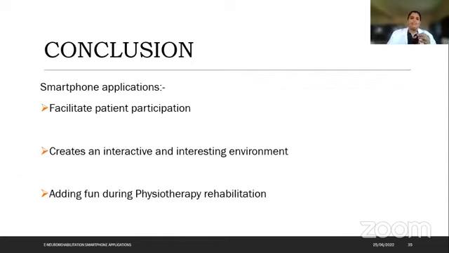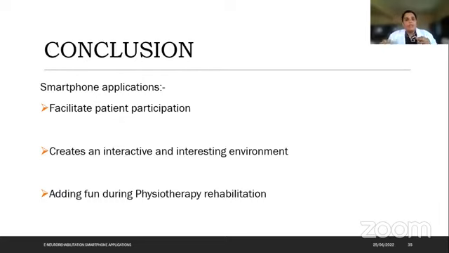Now how can this smartphone application help the patient? As I told you, the patient will get bored after certain years, so it will help to create an interactive and interesting environment, so the patient will be motivated.